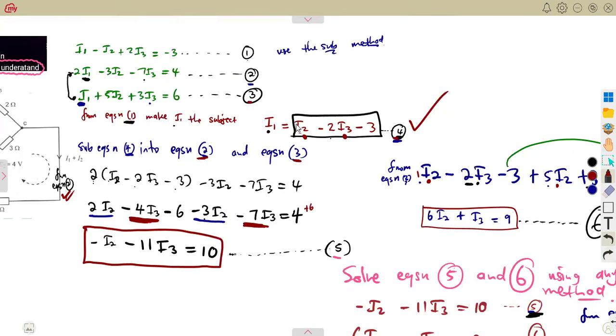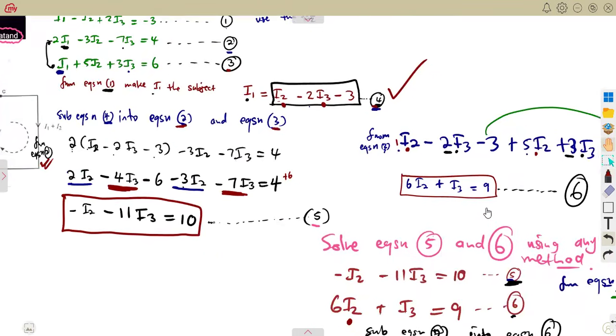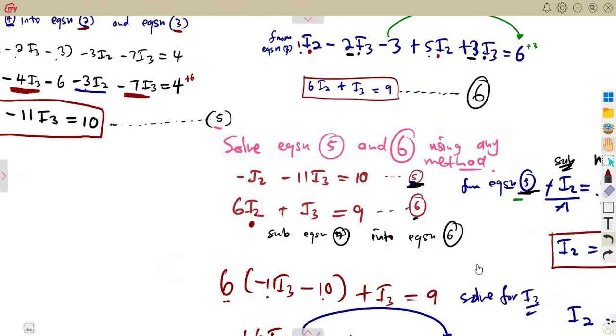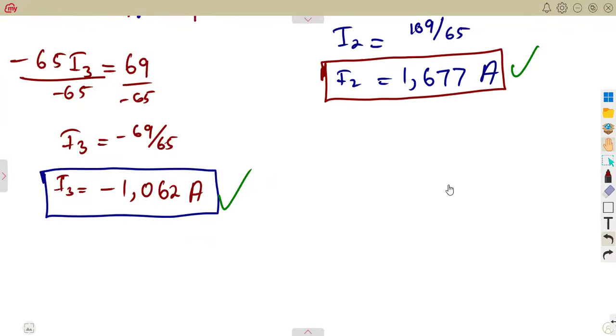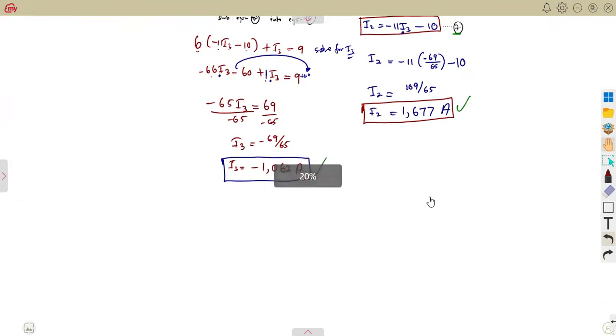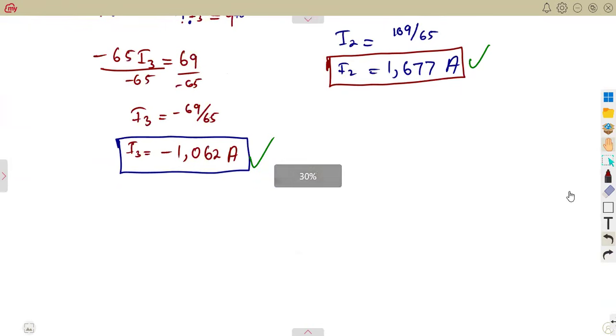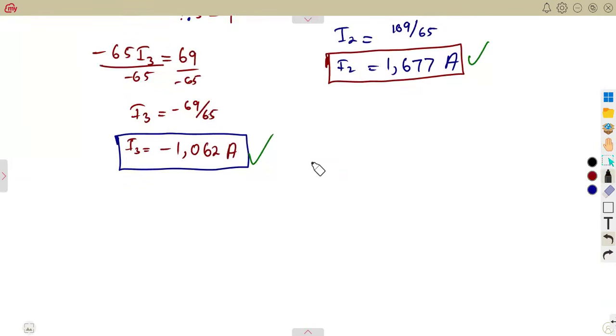Now that we have got our I2 and our I3, let us substitute back into that equation 4. All right, so I'm just going to write it back here so that we can see properly from our equation 2 and equation 3. All right, sorry for that. Let's just try this one. I think it's fine. All right, so we're going to go back to equation 4. From equation 4, it was given that I1 is equal to I2 minus 2 I3 minus 3. That was our equation 4.